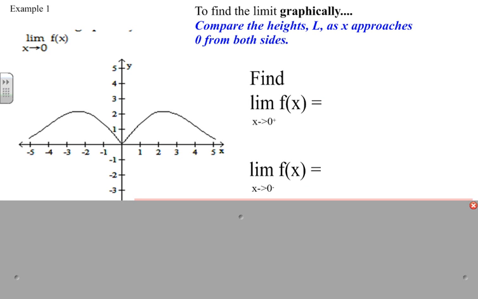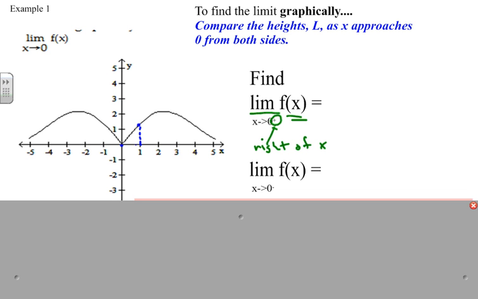When we find limits, we can find the limit graphically and compare the height L as x approaches 0 from either side. So look at this, let's find our intended height. When we have the limit of f of x as it approaches 0, notice that there is a plus sign here. That plus sign means we are approaching x, or plugging in values, from the right. So over here, we look at 0, and the value that we could plug in. Here's 0, and I could plug in a value like 1.